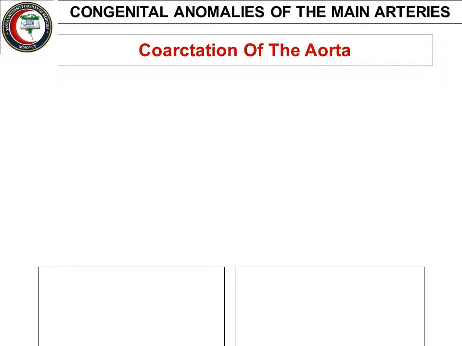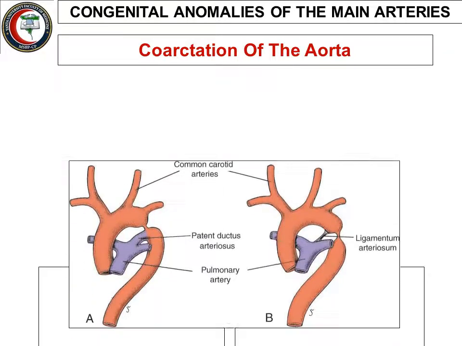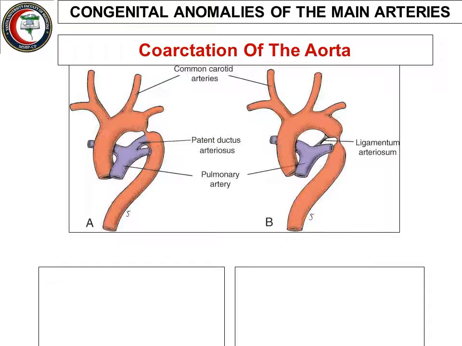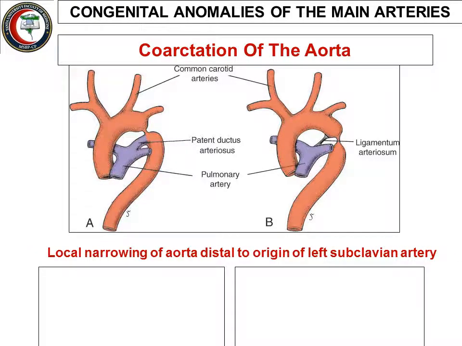Another congenital anomaly is called coarctation of aorta. What's the meaning of coarctation? It means narrowing. You can see regions of narrowing in the arch of aorta. Local narrowing of aorta distal to the origin of the left subclavian.